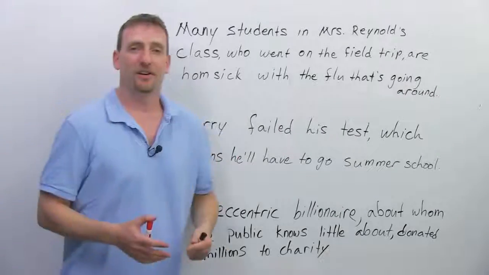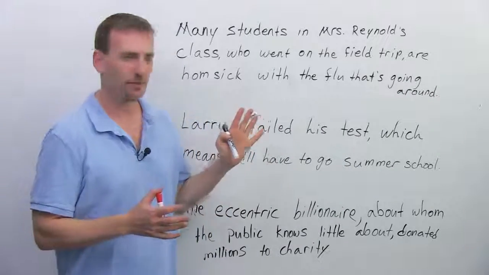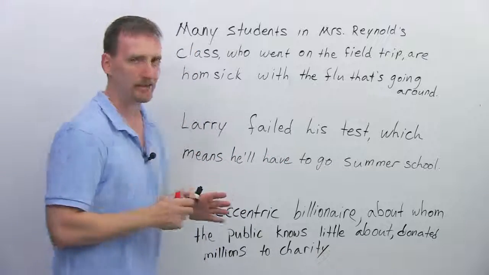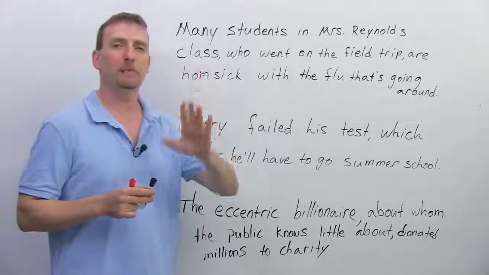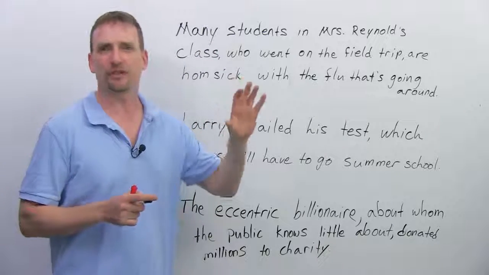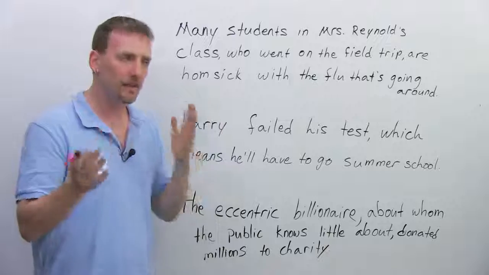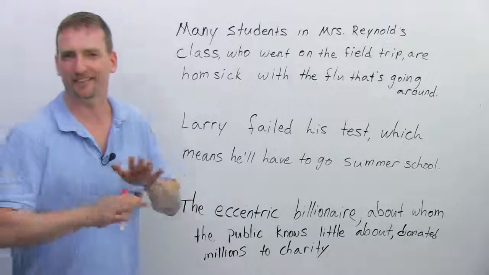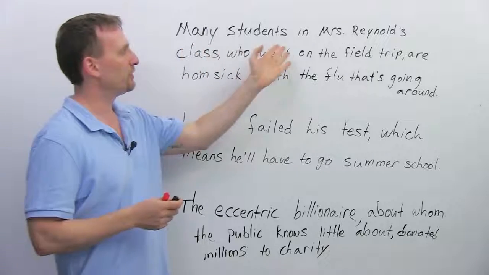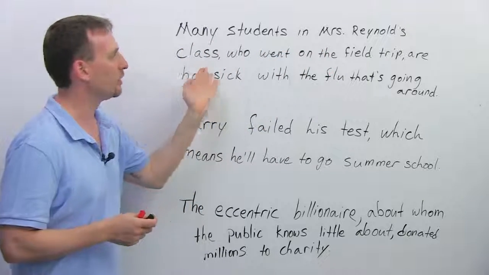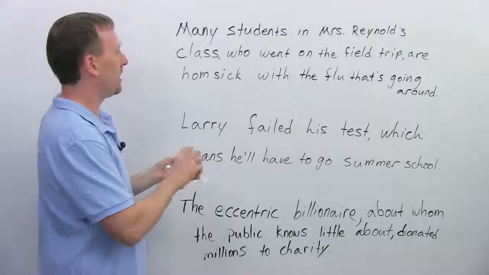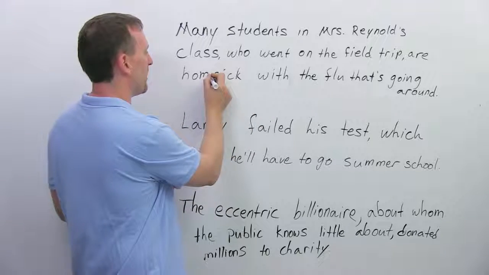Okay, let's look at our next examples and a few things to mention here, specifically about adjective clauses. So first, remember I said that the adjective clause must always come right after the noun it's modifying. There are exceptions. This is the thing about English. There's exceptions to every rule. Let's look at this example. Many students in Mrs. Reynolds' class who went on the field trip are homesick with the flu that's going around.